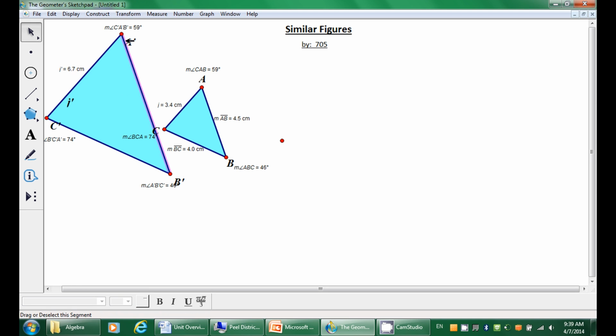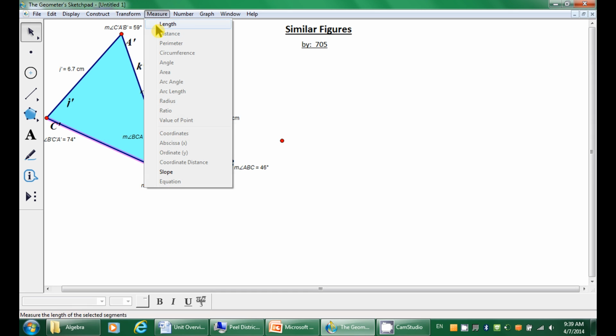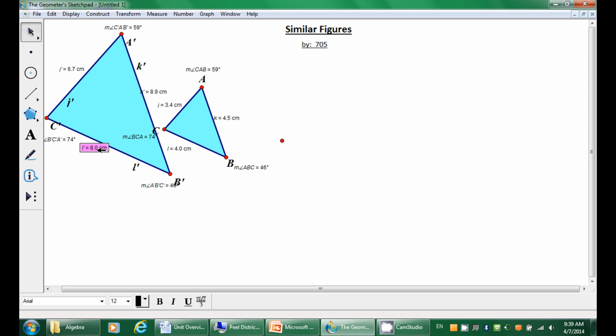So I want you to think of a relationship between these two numbers. All right, let's measure the next side. Measure length. So my original triangle had a length of 4.5 centimeters, and my new triangle has a measurement of 8.9 centimeters. And then let's measure the last side of our dilated triangle. Let's measure length. And then I want you to see the relationship between this length, 4 centimeters, and this length, 8 centimeters. Now this relationship is very easy to see, right? Hopefully you can see that this length is multiplied by 2 to get this length.